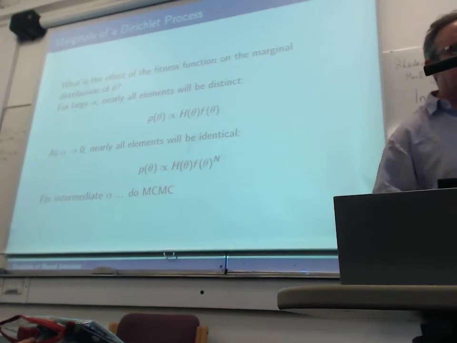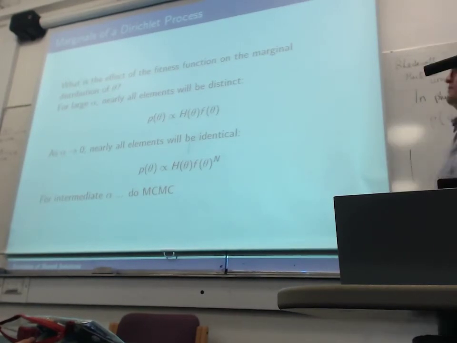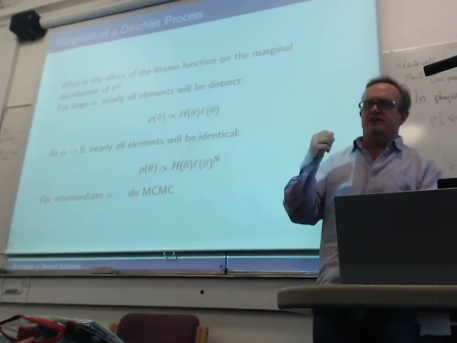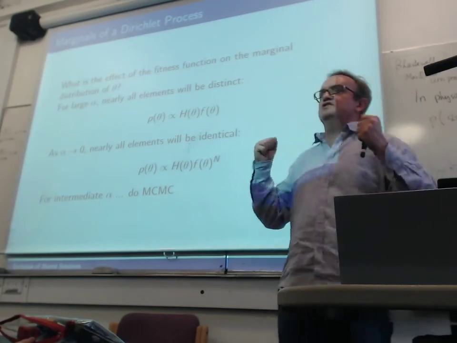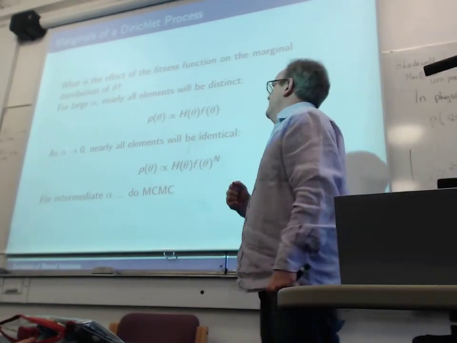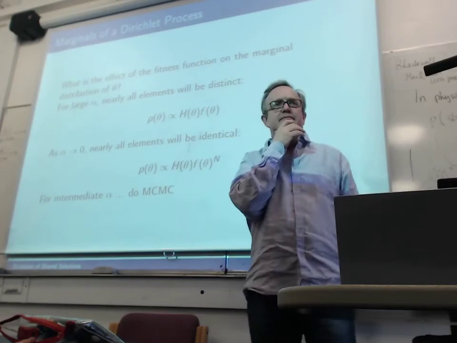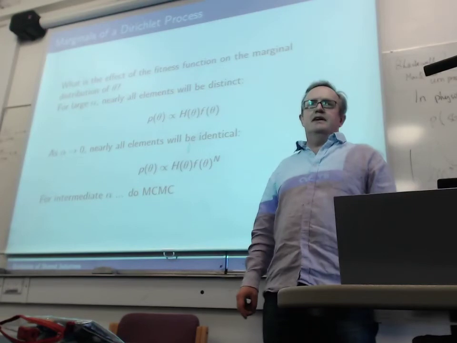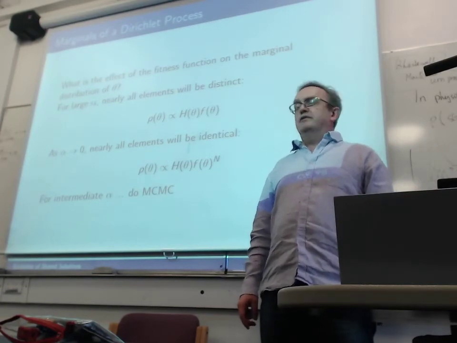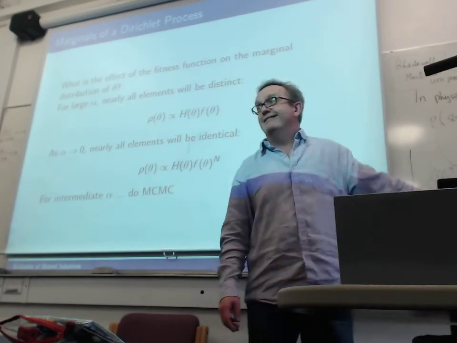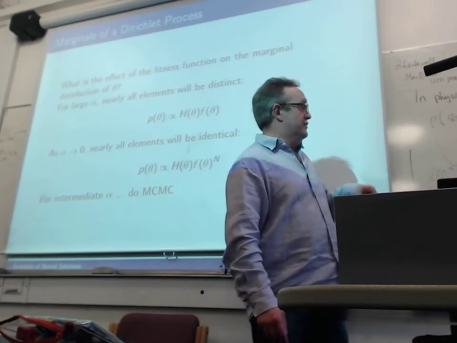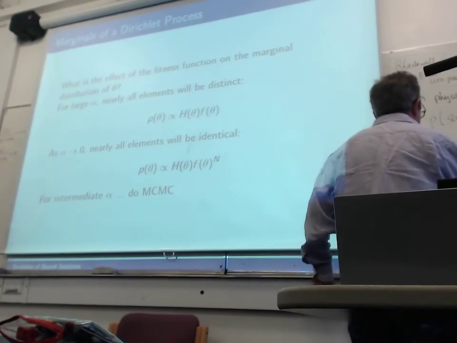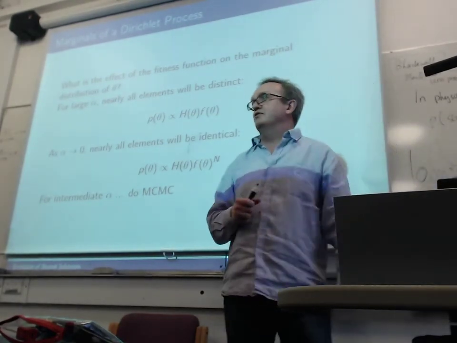Okay. What I want to get to is, what's the effect of fitness on the distribution? We put in fitness. We're selecting. So I want to know what this does. Let's think about this. If alpha is really big, if we make alpha like 1 million in here, then we've got our n balls. If alpha's 1 million and n is, I don't know, 50, we've got 50 balls in that urn.